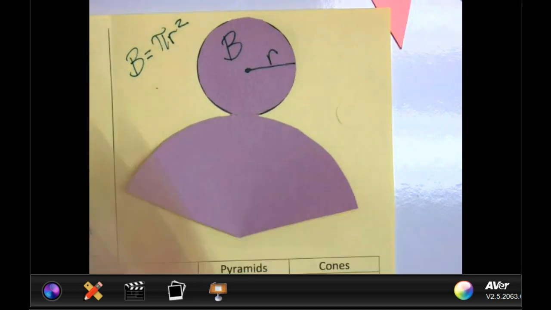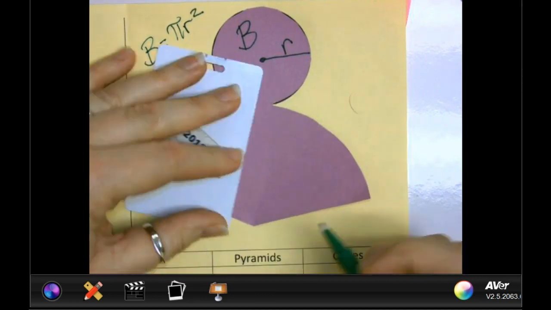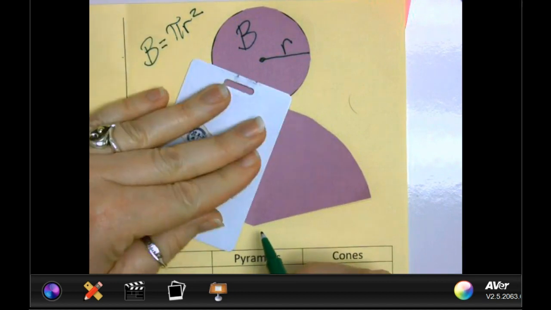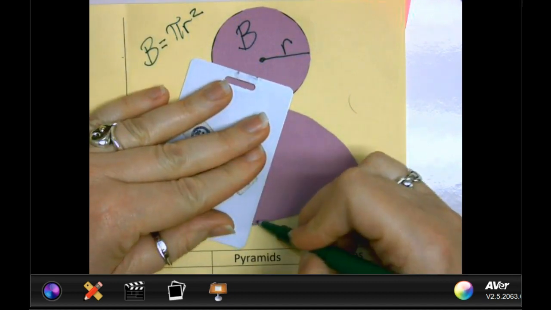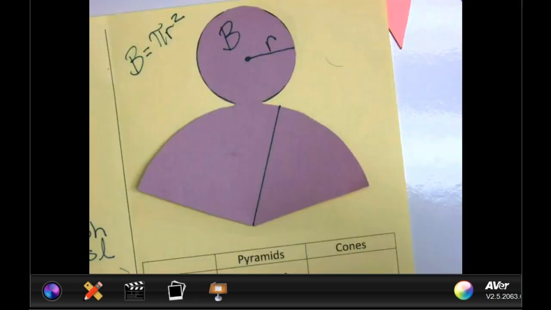Okay, so use your ID for a straight edge. Just plop it up there. And I want you to draw in the radius, and it doesn't matter where, because it could be anywhere, but I want you to draw from what would be the center of that circle. I want you to draw the radius of this sector in. Like so. Okay.